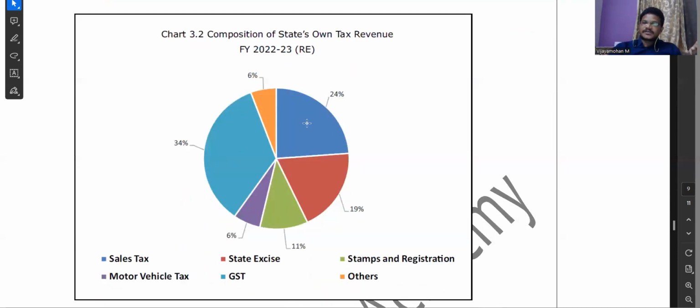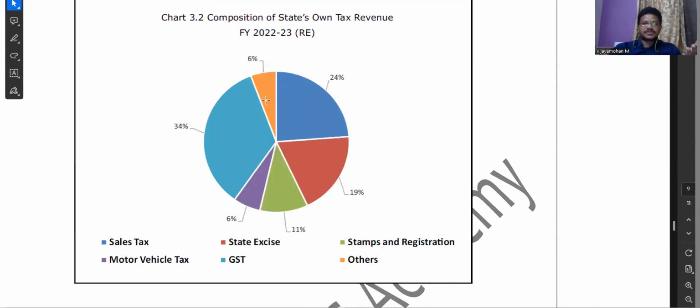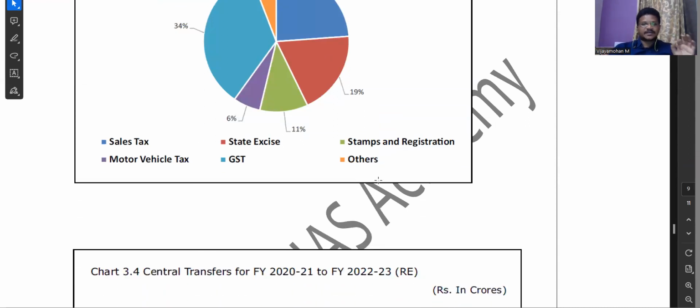This was also picked up from the AP socio-economic survey. If you observe this pie diagram, state GST is contributing a total of 34% of the total own tax revenue. And what is the sales tax contribution? 24%. So these are the two major components of the state's own tax revenue, right? And that is why state GST is a major component and very important as far as the state economy is concerned.